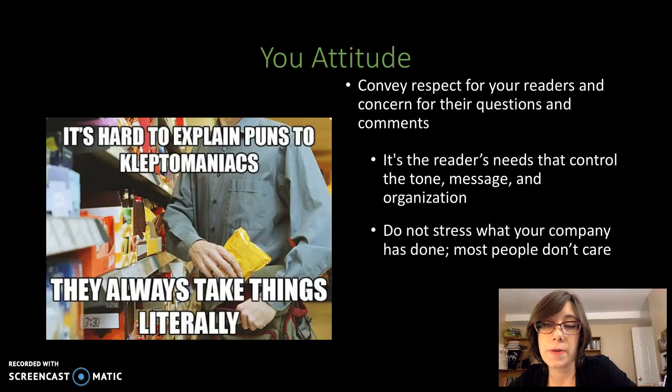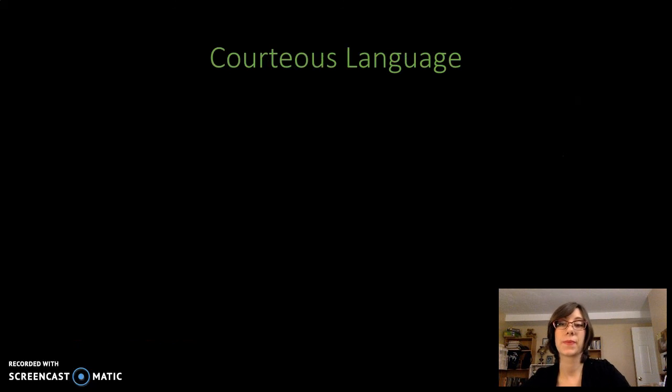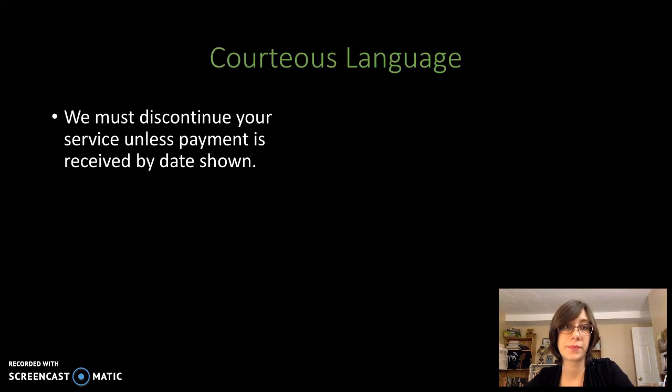Also, avoid stressing in your letters what your company has done. Most people don't care what your company has done. Instead, what are you going to do to address their concerns? Finally, you want to make sure to include courteous language and avoid discourteous language. Here are some examples of discourteous language that you want to avoid.